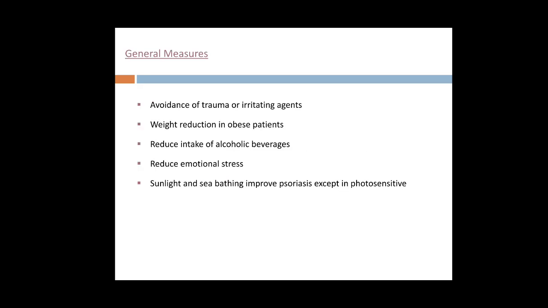The general measures that we have to counsel them about are recurrence, avoiding trauma and other irritating and triggering agents, and weight reduction, basically to prevent metabolic syndrome. Intake of alcohol and beverages, and smoking, they should be asked to avoid, as it plays two roles. One, these can exaggerate the psoriatic lesions, and it also plays a role in treatment.